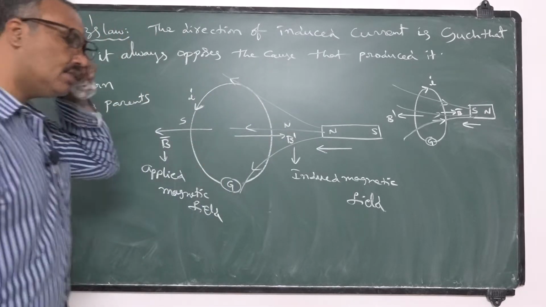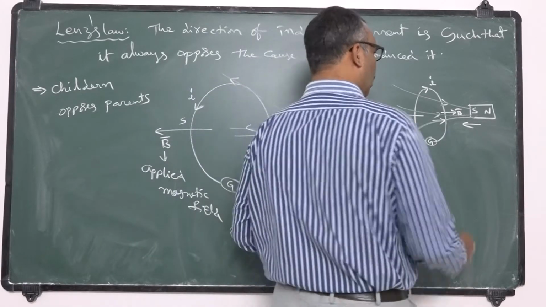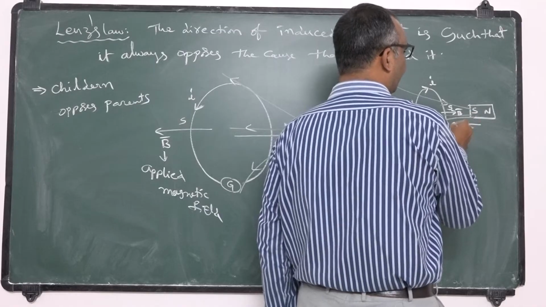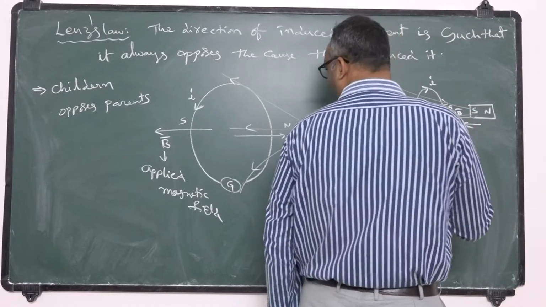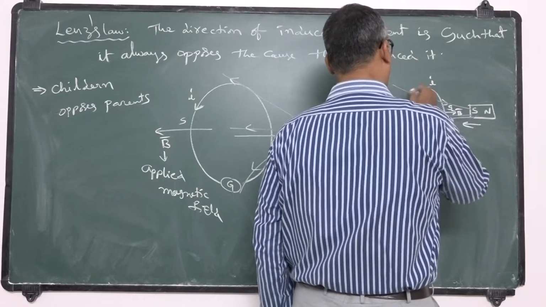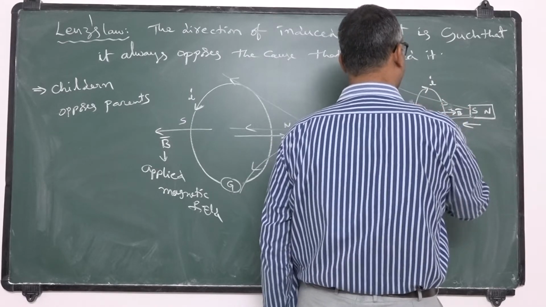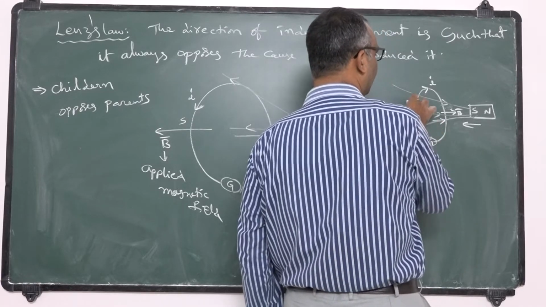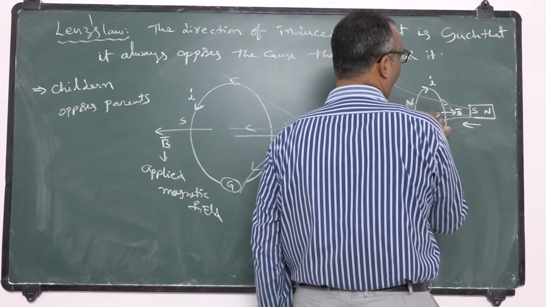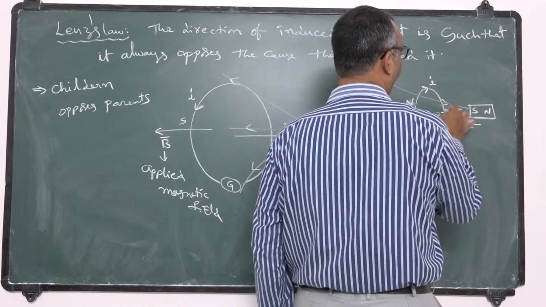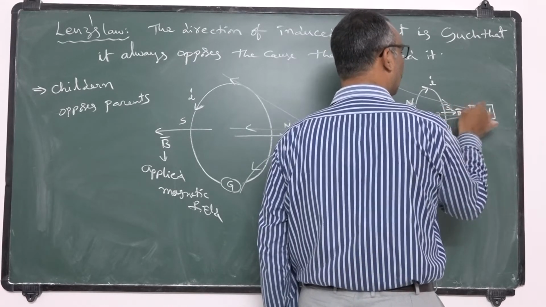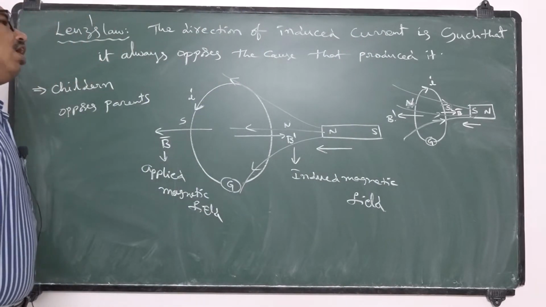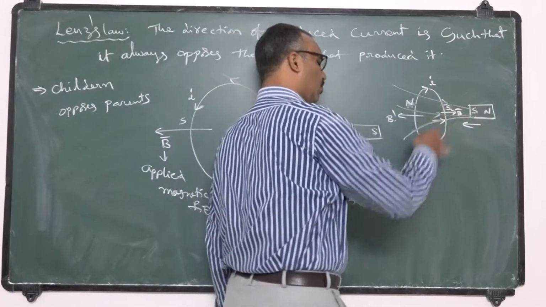In this case, here south pole should get generated, here north pole should get generated. As the direction is reversed, here induced field is like this means here north pole is there, and here south pole is there. This south is up. South is not allowing this south to come forward.